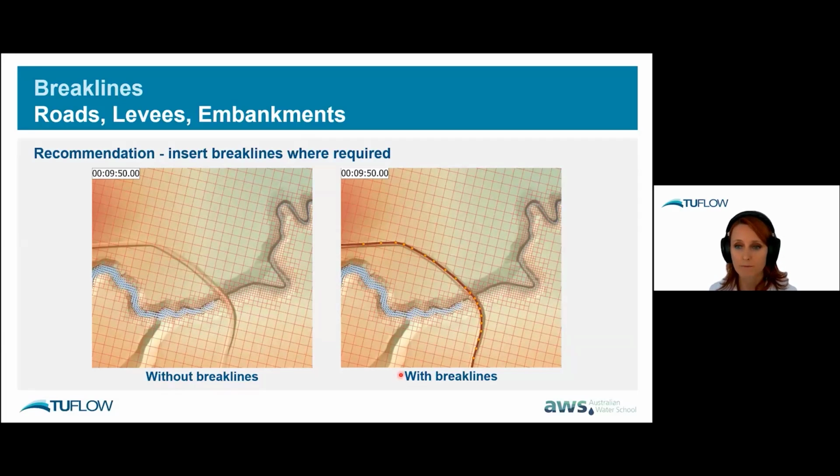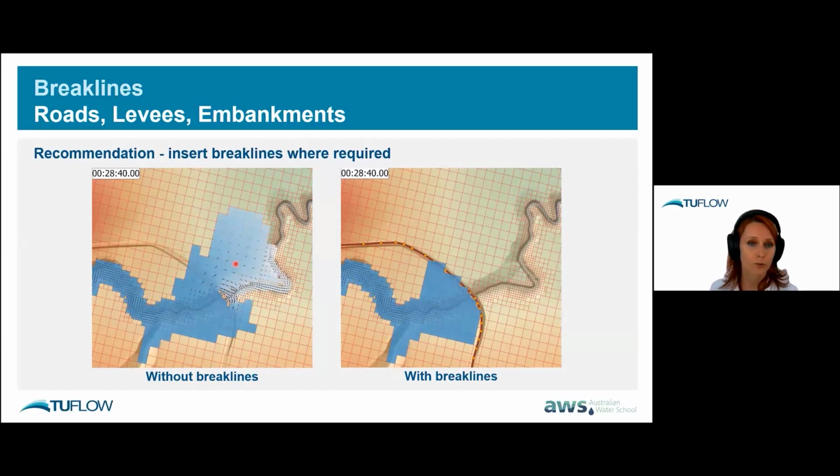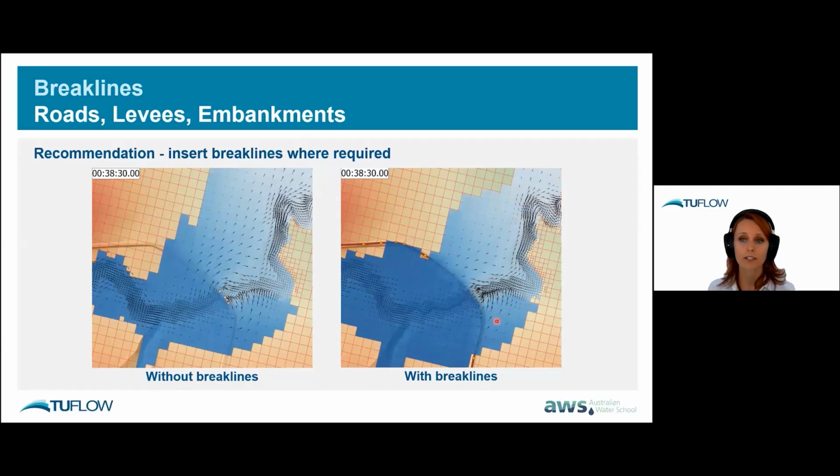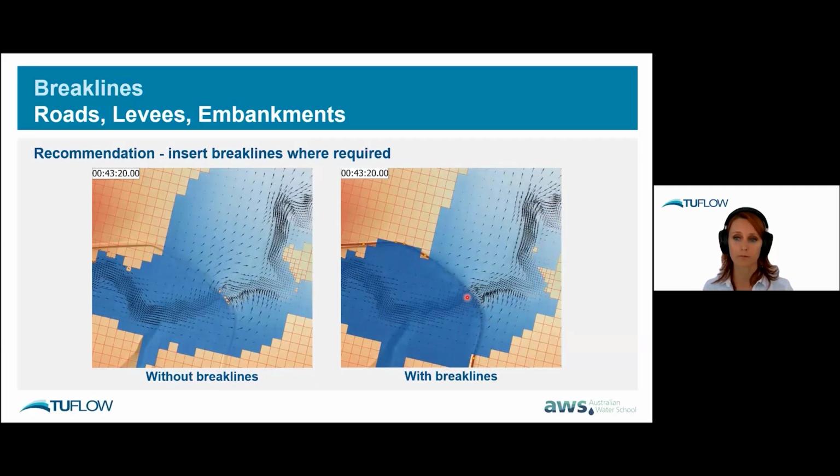Water's coming in, reaching the road, starting to pile up behind the road, and already overtopping in the left model, and only now overtopping the road in the model on the right. So there is significant difference between the runtimes. If you want to do your modeling correctly, you should be inserting break lines everywhere where it's required.